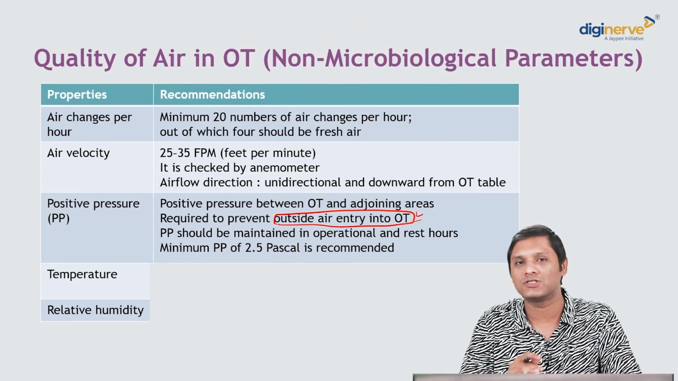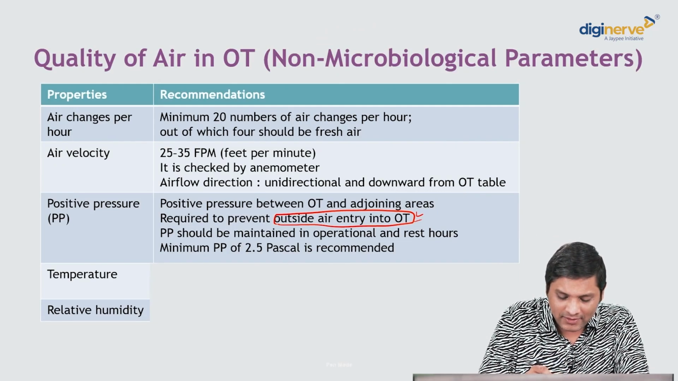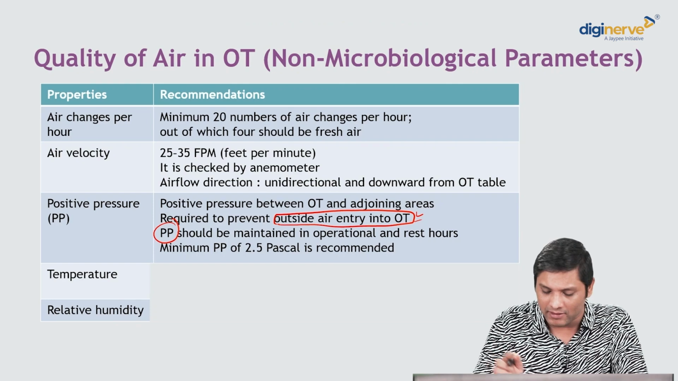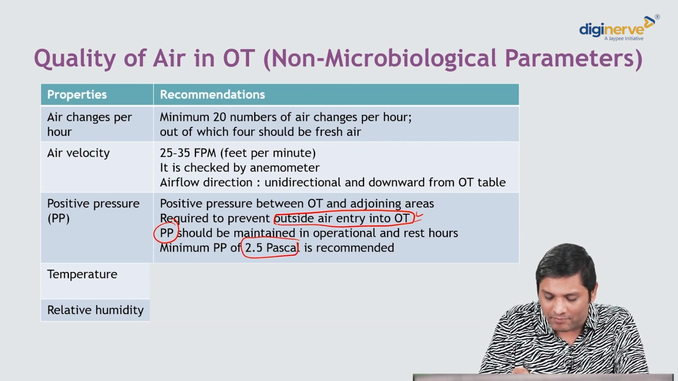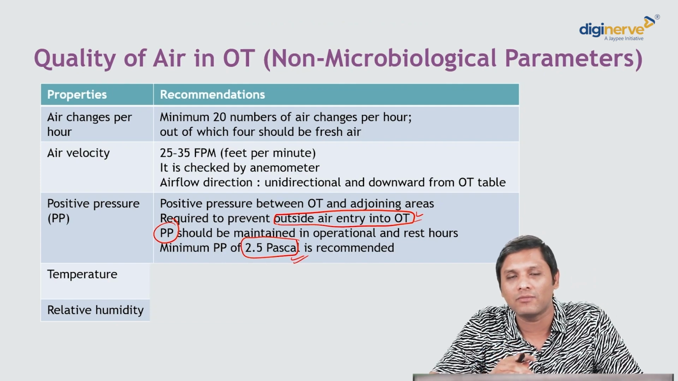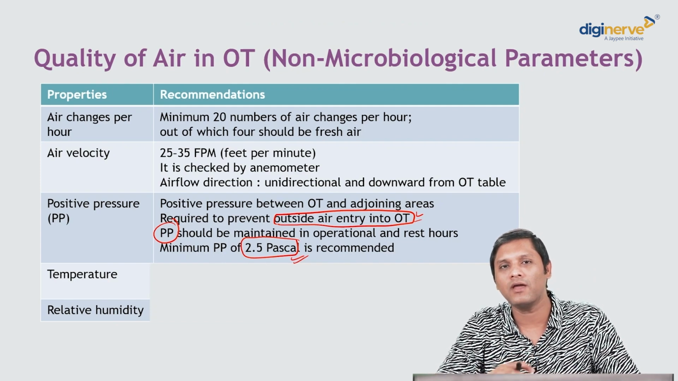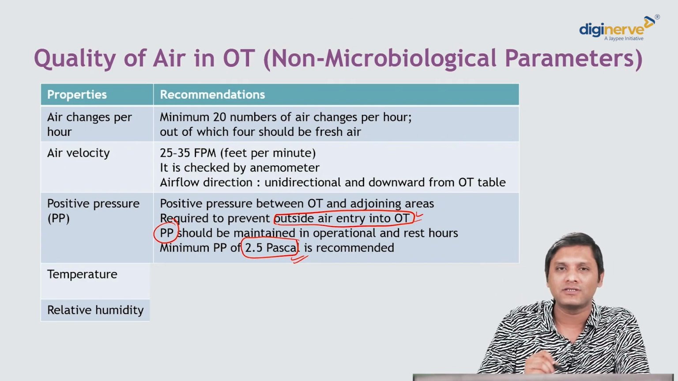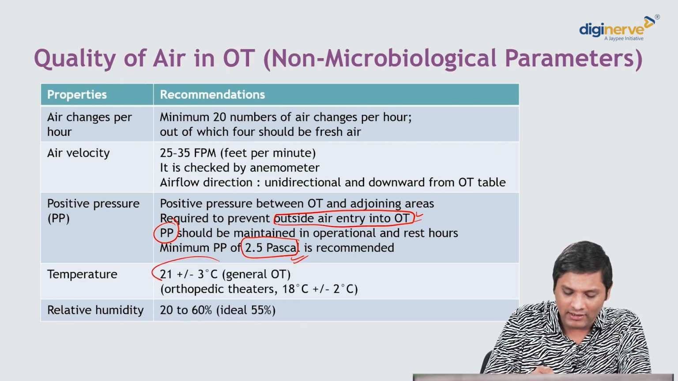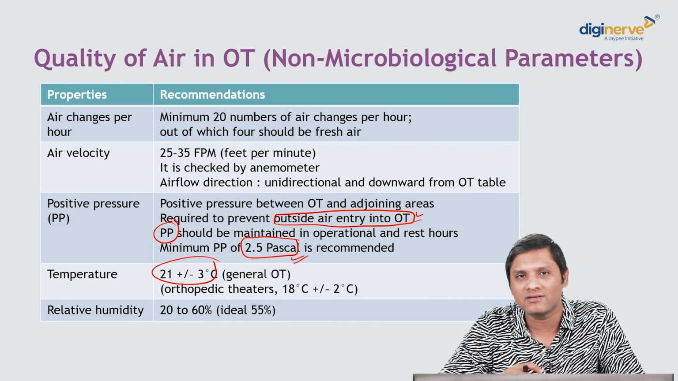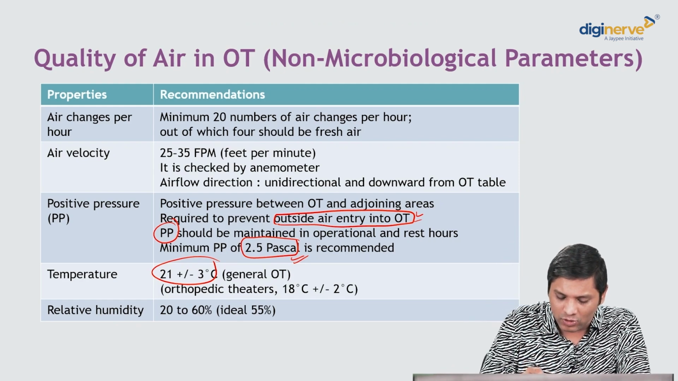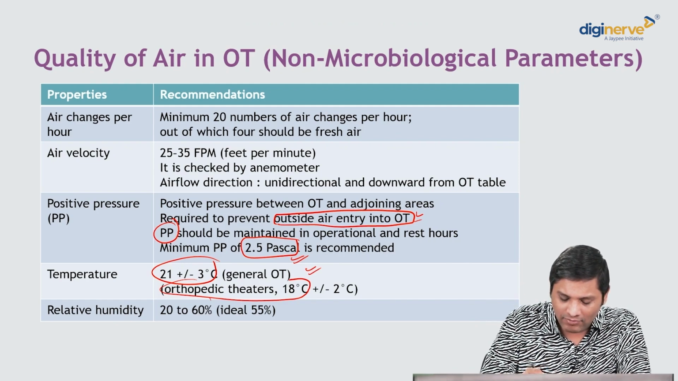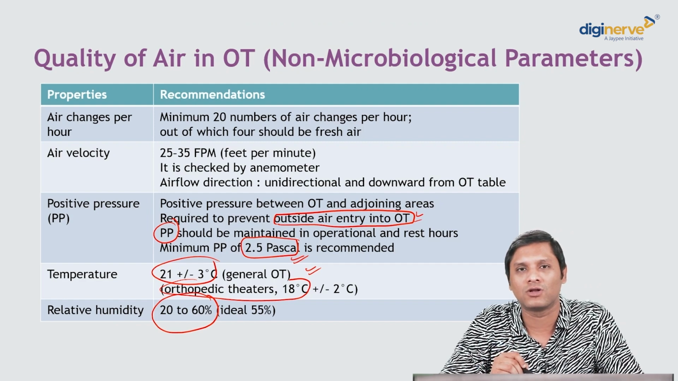And the minimum pressure which has to be maintained, they say that the positive pressure differential between the operation theater and the outside environment has to be at least 25 Pascal or more. This is the recommended positive pressure differential. Then coming to operation theater temperature, they say that 21 degrees has to be maintained in general, except for orthopedics OT where 18 degrees centigrade needs to be maintained. Relative humidity of around 20 to 60% needs to be maintained.